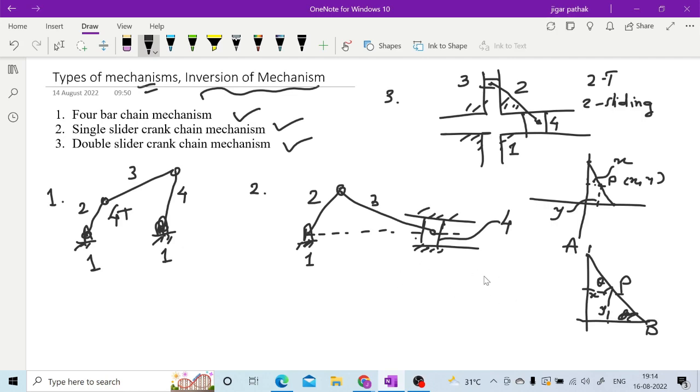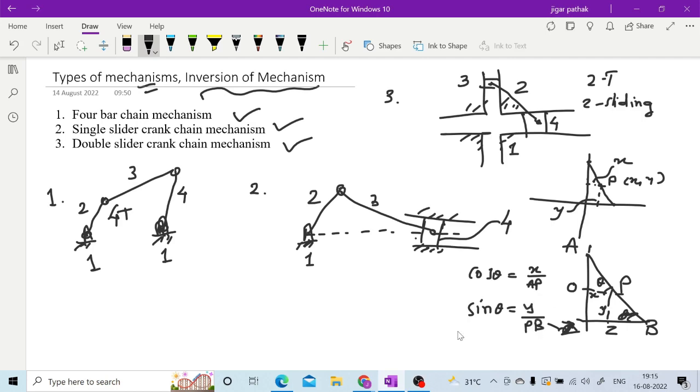So when you consider this cos theta, it will be what? x upon AP will be cos theta in this particular triangle, let us say AOP. Similarly, if you take the triangle PZB, so sine theta is equal to y upon PB.